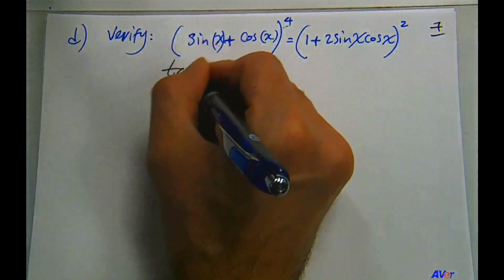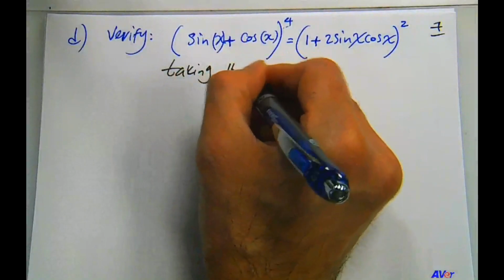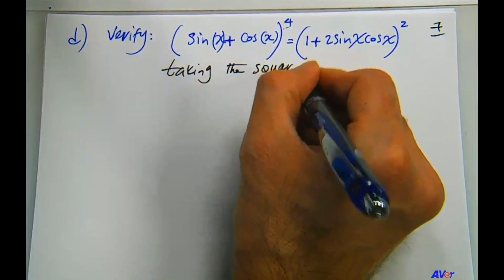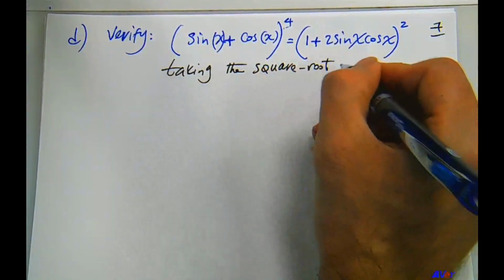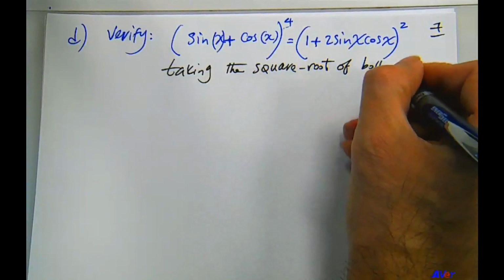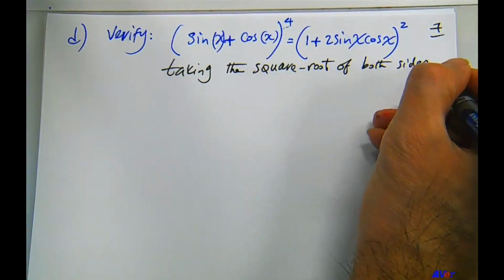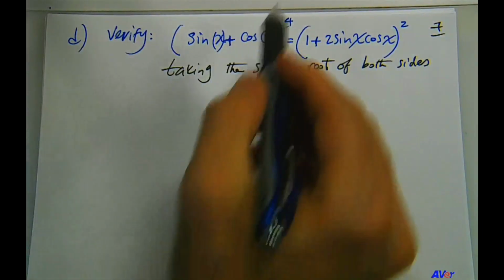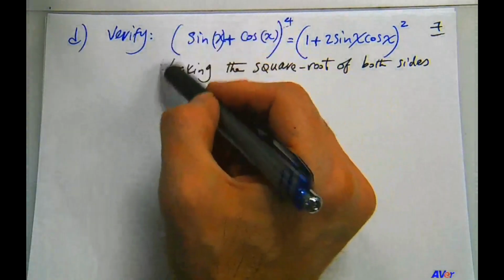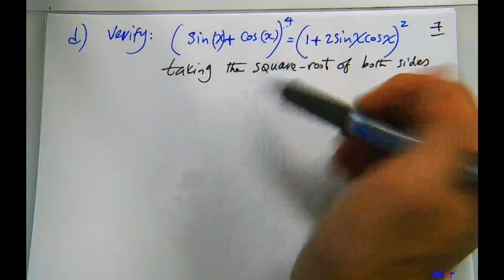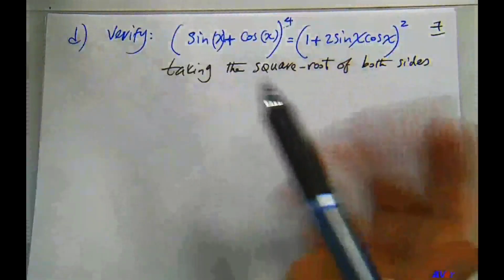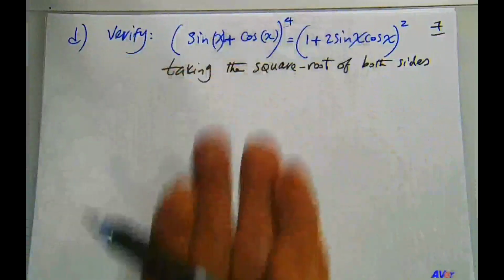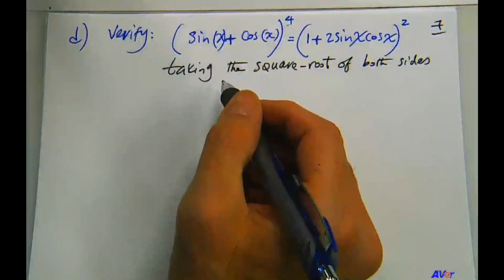So taking the square root of both sides, we're going to have plus or minus on both sides, right? So they cancel. Because of the even power, we're going to have plus or minus on this side, plus or minus on that side, and the plus or minus cancels out. We're back to this side equal to that side.